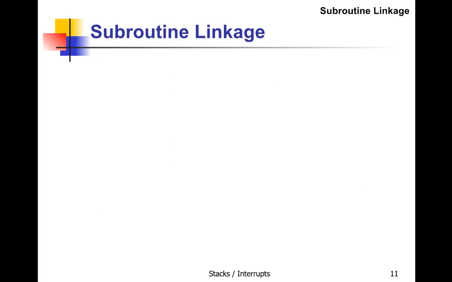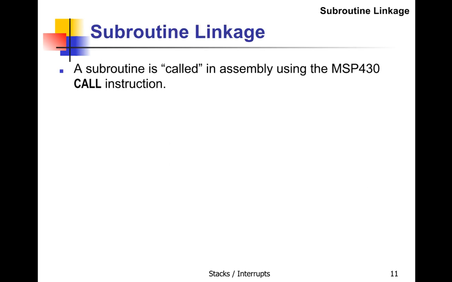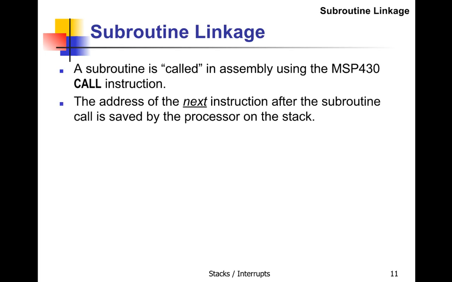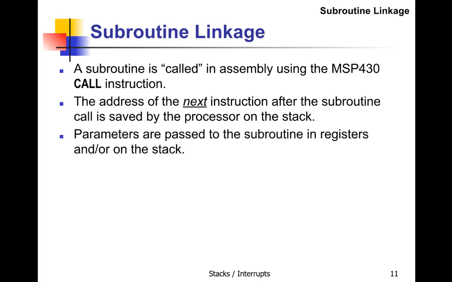So how does the subroutine linkage work? A subroutine is called in assembly using the MSP430 call instruction. The address of the next instruction after the subroutine is saved by the processor on the stack. Parameters are passed to the subroutine, usually in registers or on the stack.